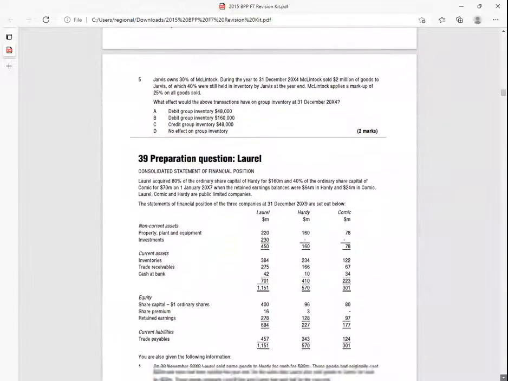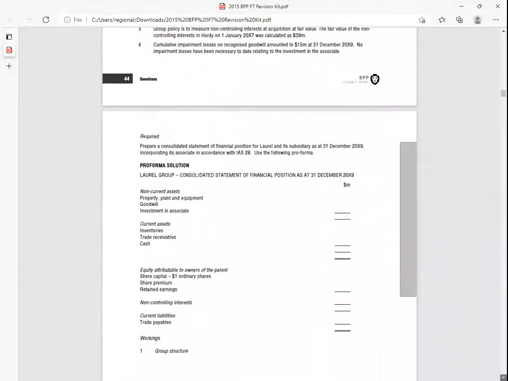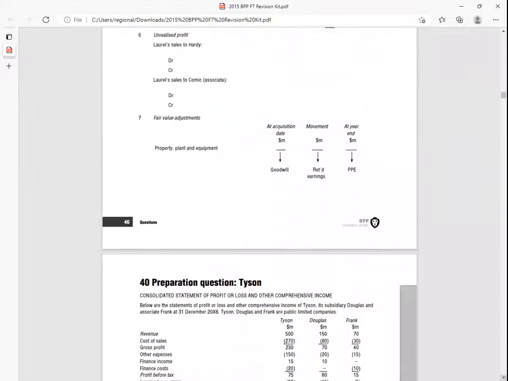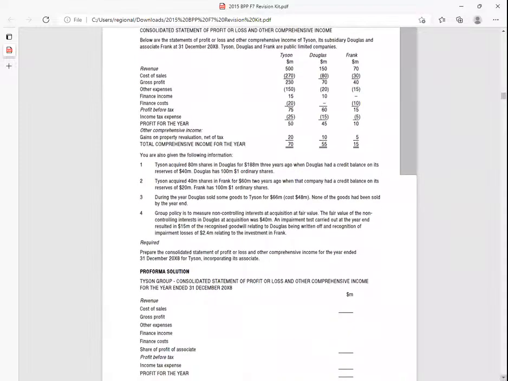It has disappeared, right? One with an associate.